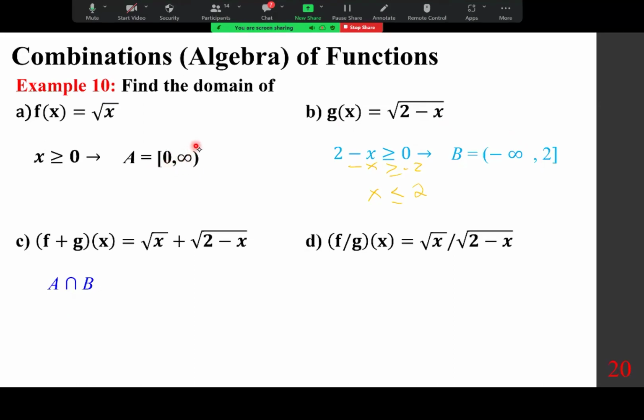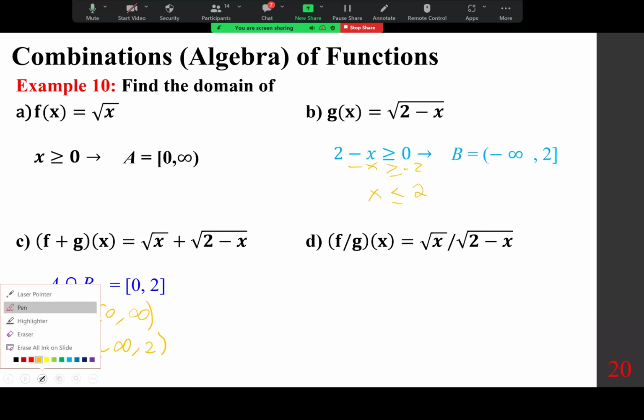This goes from 0 to infinity. This goes from negative infinity to 2. And I hope you see that. Maybe I'll write it, it makes it easier to see. So A is from 0 to infinity. B is from negative infinity to 2. And if you go with the graph, it makes it easier to see that it's from 0 to 2 included. So let me just quickly show you something on the graph that may make it a tad easier to understand.